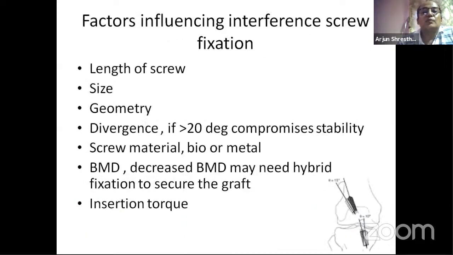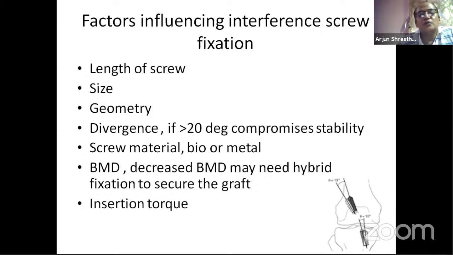So the interference screw fixation is affected by a few factors. For example, the length of the screw should be appropriate. Then the size of the screw. For example, when you use it in the femoral condyle or the tibial condyle, in soft tissue graft fixation we use the same size or one size larger. But in bone-patellar tendon-bone, we use one size lower for the interference screw in the femur. But in the tibia, because it's much more cancellous, generally we use one or two sizes larger interference screw. And the third point is the geometry.